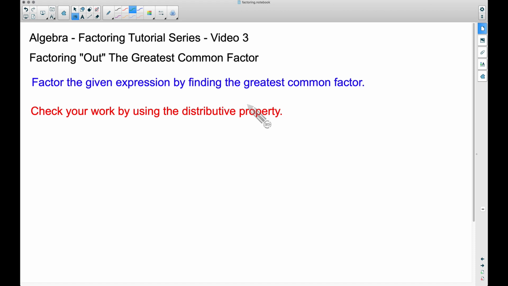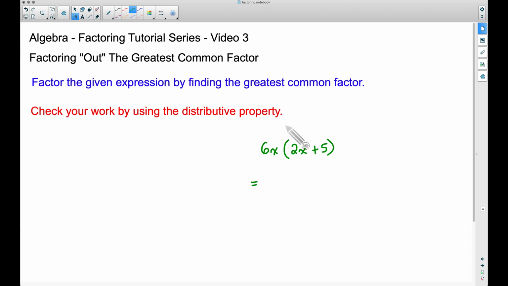Alright, in this video, the factoring tutorial series video 3, we're going to factor out a greatest common factor. We have two instructions here in blue and red, but before we jump into that, let's review the distributive property. Suppose we have an expression such as 6x times 2x plus 5. With an expression like this, we could distribute this 6x to these two terms inside of the parentheses.